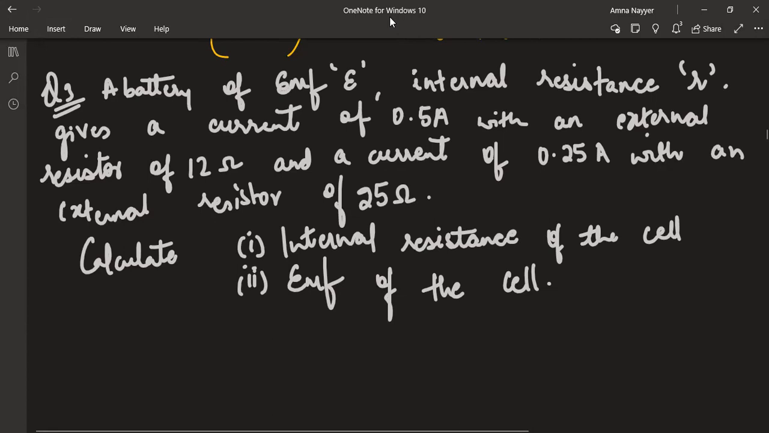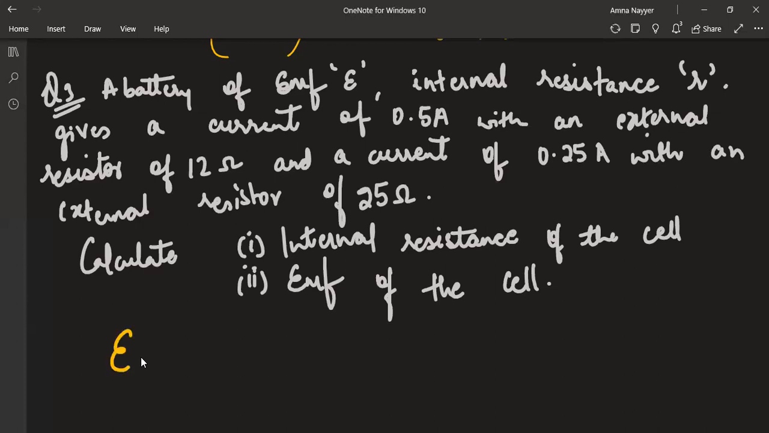Yes, class, answers? Nobody has answered. See, EMF is given to you. A battery of EMF E and internal resistance r is there. Current is given as 0.5 with an external resistor of 12, then current is given as 0.25 with an external resistor of 25.